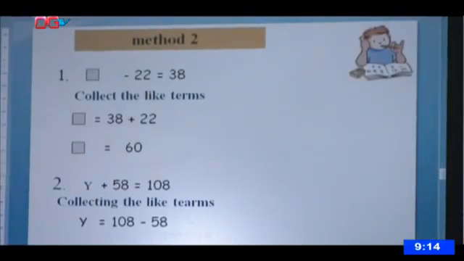Then the other one, y plus 58 equals 108. Let's go on a short break. We'll be back.